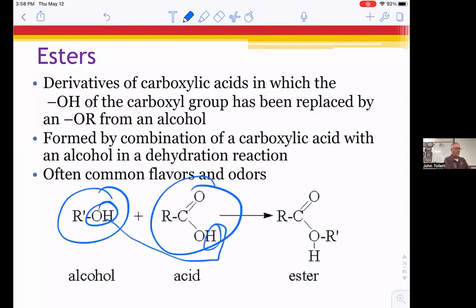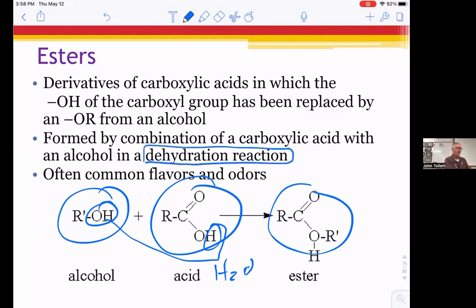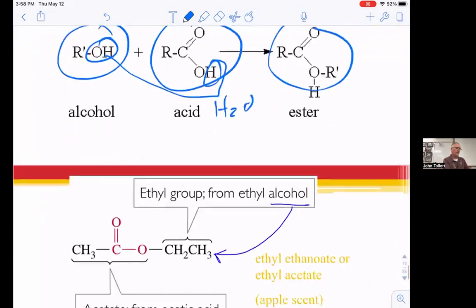So a hydroxyl group and a hydrogen are going to be removed as water, and then you end up with the ester. Again, it's dehydration synthesis or dehydration reaction, if you like, or condensation synthesis is another way to say it. But you pull the water out and you actually can bond the two together.